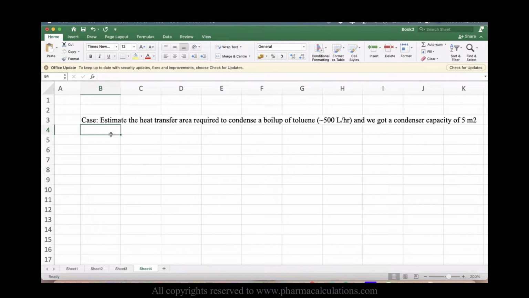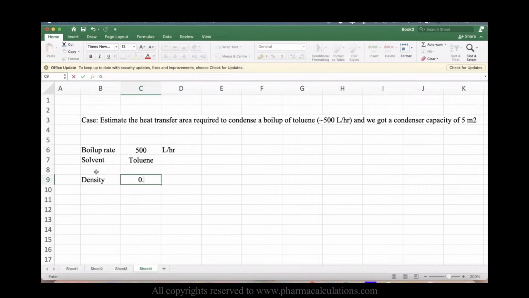So this is the case, like we already know what is the demand. So just we need to understand the supply. In the supply equation, that is UA LMTD, the only thing that we need to find out is the heat transfer area. So let's make a note of everything. The boil-up rate is around 500 liter per hour. The solvent is toluene. The density of toluene is 0.87 kg per liter. The latent heat of toluene is around 90 kilocalorie per kg.